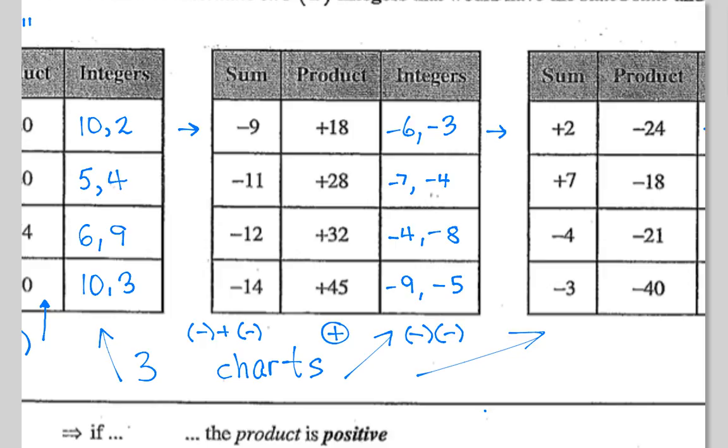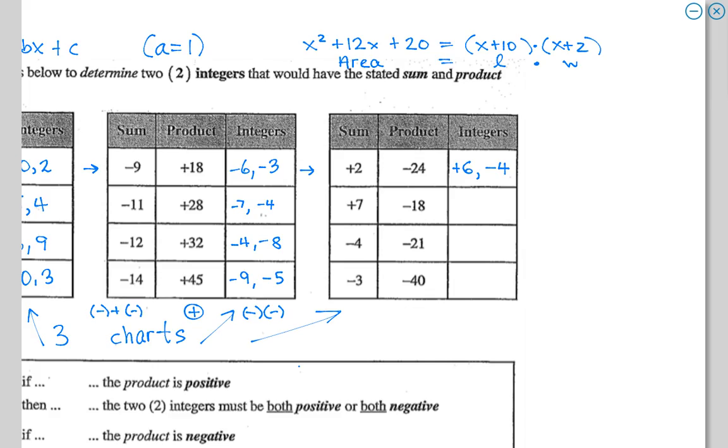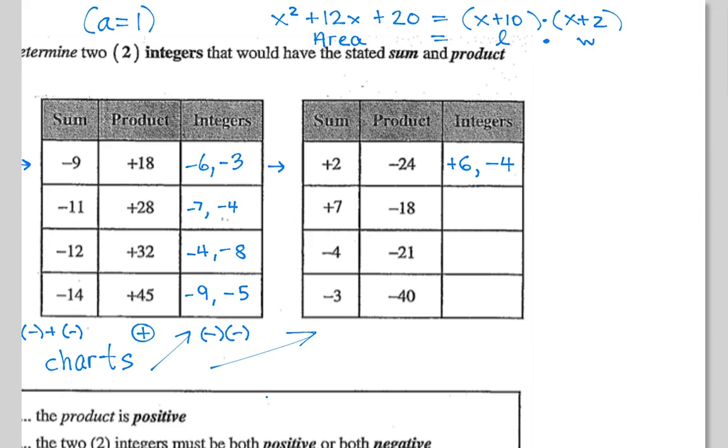And for the last chart, negative, +9, -2. Because if you add them, you're left with +7. So you got to take 2 from 9.